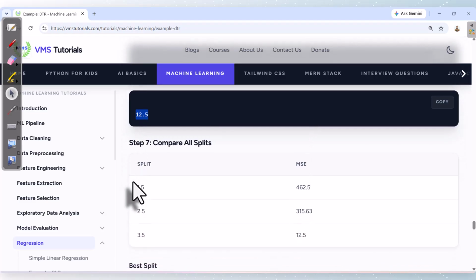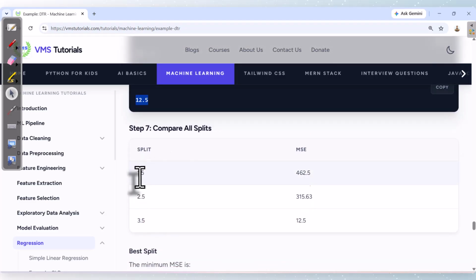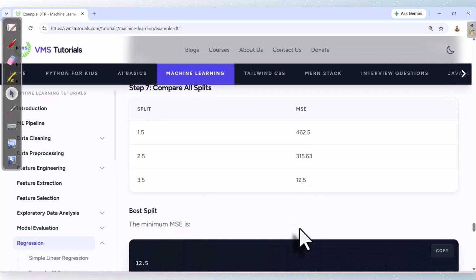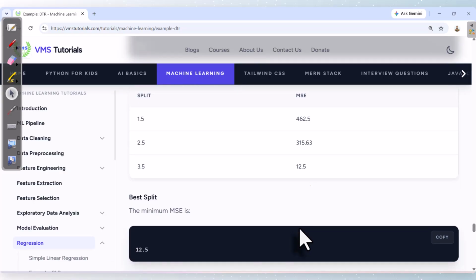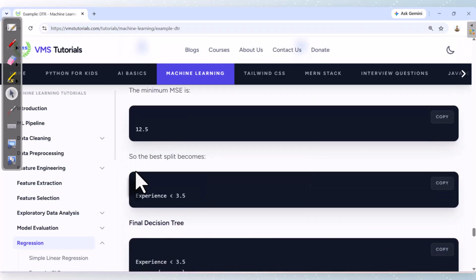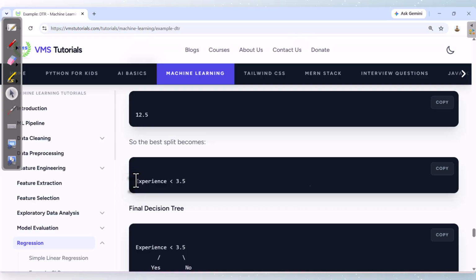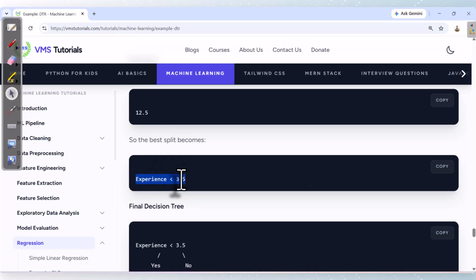If you see this comparison of all splits, for split 1.5, the total MSE is 462.5. For split 2.5, the MSE is 315.63. For split 3.5, the error is 12.5. So you can take the minimum, the best split. The minimum MSE is 12.5, which is for split 3.5. So we can say that the best split is 3.5. Now we can create a decision tree, something like this.